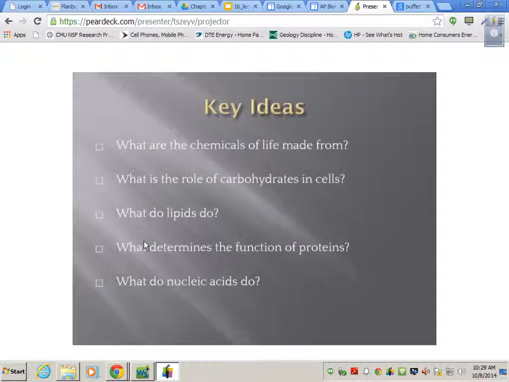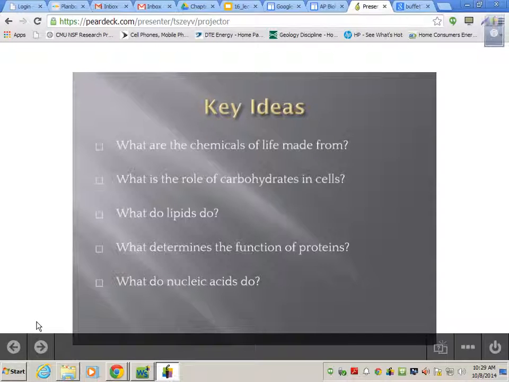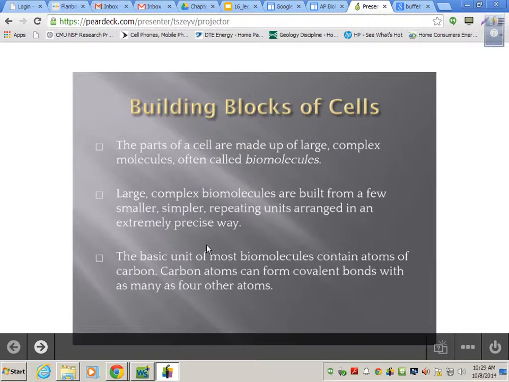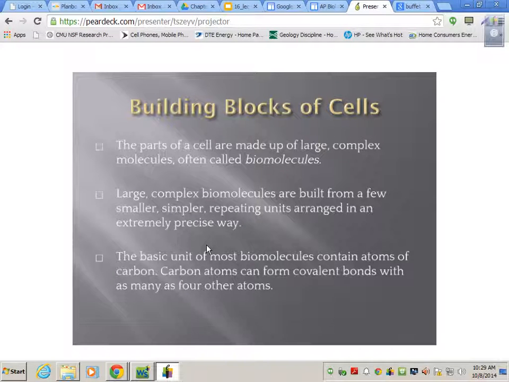Okay? So if you want to know where we are in the progression of this whole why are we doing chemistry and biology thing, this is why and where we're at. The parts of a cell are made up of large complex molecules. We often call them biomolecules. Bio means life, right? Molecules means the molecules of life. And so large complex biomolecules are built from a few smaller, simpler repeating units arranged in an extremely precise way.